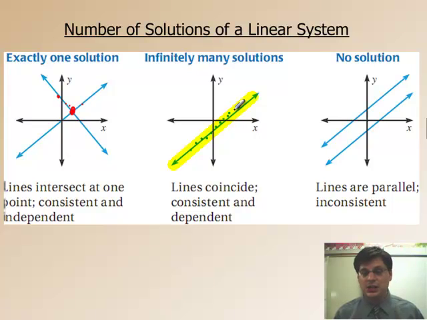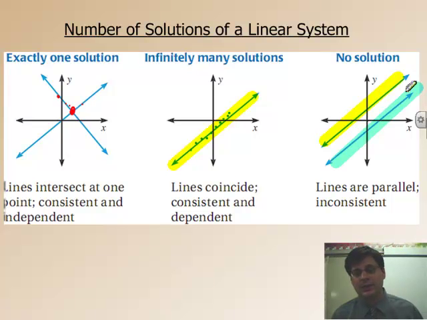And finally, if the lines are parallel, there's no point that they share. You would have one line here, and then another line below it. By definition, parallel lines do not intersect, and we need a point of intersection to find a solution, so it's impossible. There is no point that you can substitute into both equations and have it be true for both. It's impossible, hence no solution. Anyway, that is solving linear systems by graphing.